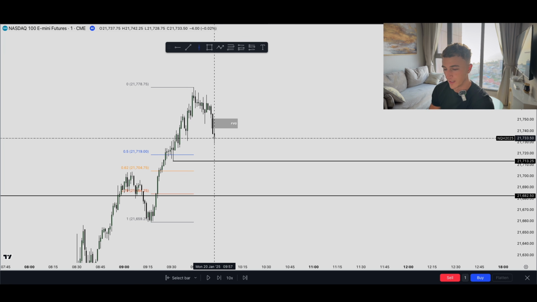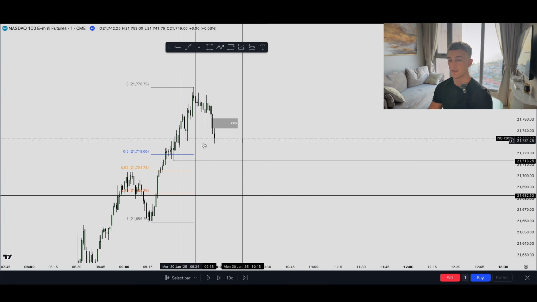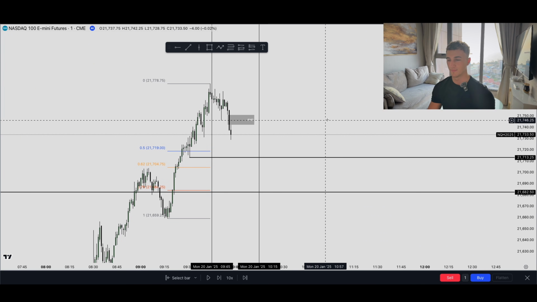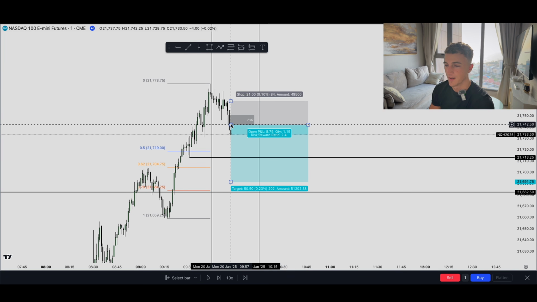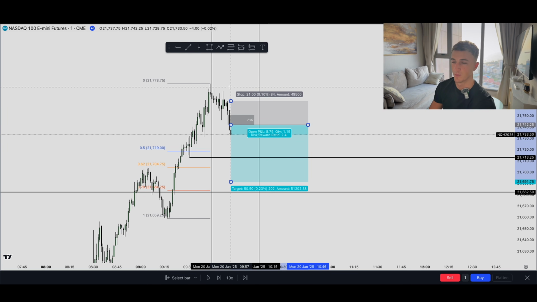Now let's make sure that we're inside of that 9:45 to 10:15 macro. As you can see, we're clearly inside of that, so even better. So now we're going to be entering off of this fair value gap here, and we're going to be placing our stop at the swing high and seeing if we are risking more than 25 to 30 handles. Are we risking more than that? No, we're not.